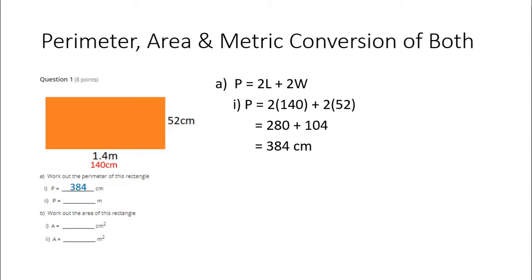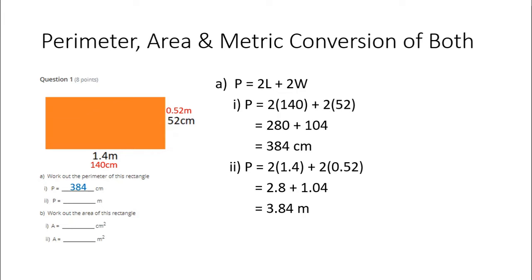Now, I can work out the perimeter in meters just by converting the centimeters directly to meters, or I can have a look at the length and the width that I was given, convert those values first, and then work out the perimeter. So that's what I'm going to do first. The perimeter is equal to 2 times the length in meters, so 2 times 1.4, plus 2 times the width in meters, so 2 times 0.52, which gives me 2.8 plus 1.04, which is 3.84.